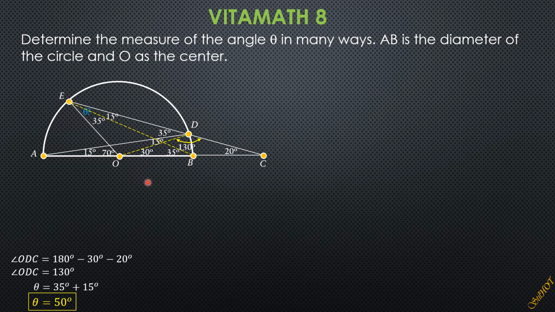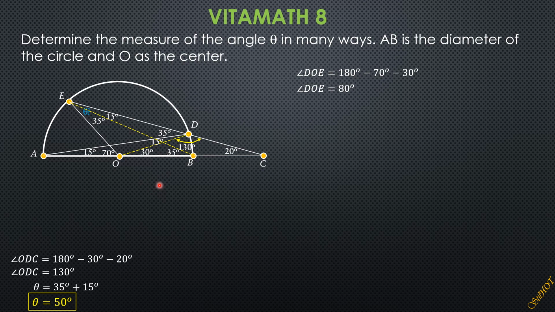Then another way of computing theta is it is also 35 plus 50 degrees. Then in angle DOE, DOE is 180 degrees minus 70 minus 30. So this is 80 degrees. Angle DOA is 80 degrees.